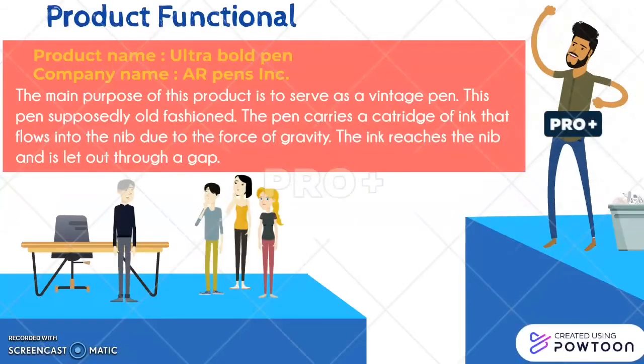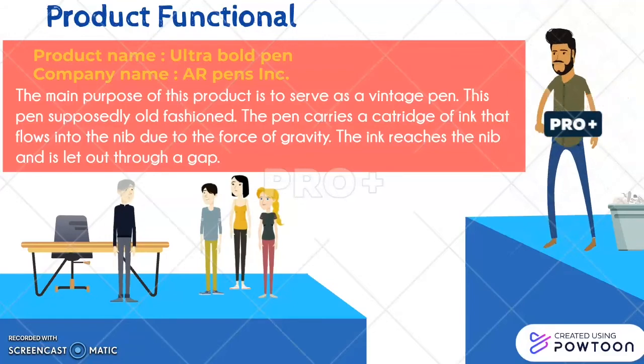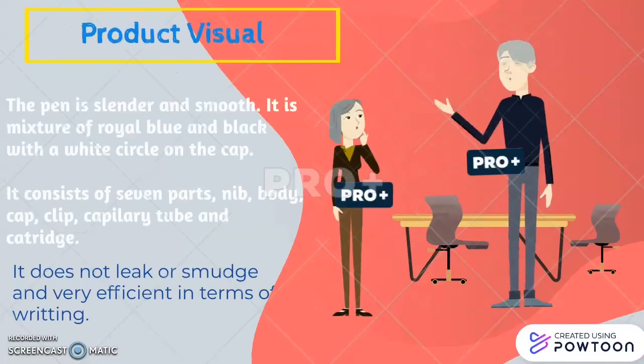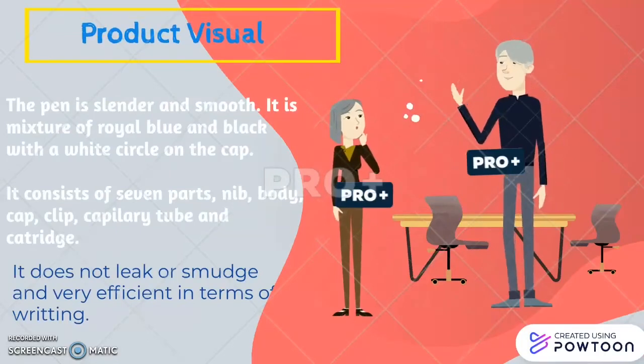For product functionality, the pen carries a cartridge of ink that flows to the nib due to the force of gravity. The ink reaches the nib and lets out through a gap. The pen is slender and smooth. It is a mixture of royal blue and black with a white circle on the cap.